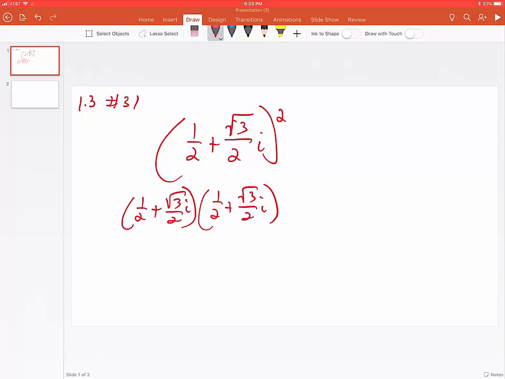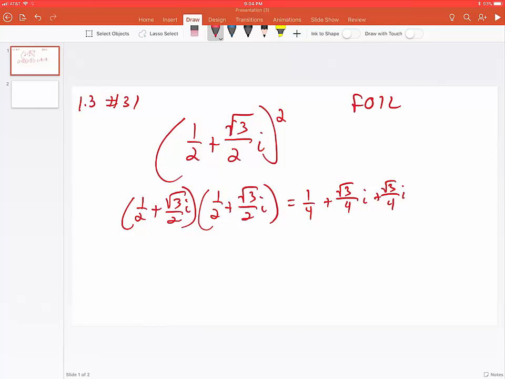Now I'm just going to go ahead and do FOIL, which is first, outside, inside, last. So 1/2 times 1/2 is going to give me 1/4. 1/2 times square root of 3i is going to give me the square root of 3 over 4i, because it's 1 times the square root of 3, and then 2 times 2. And then the inside terms are going to be exactly the same: square root of 3 over 4i.